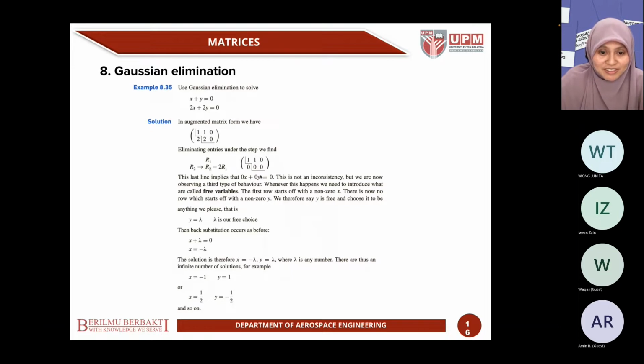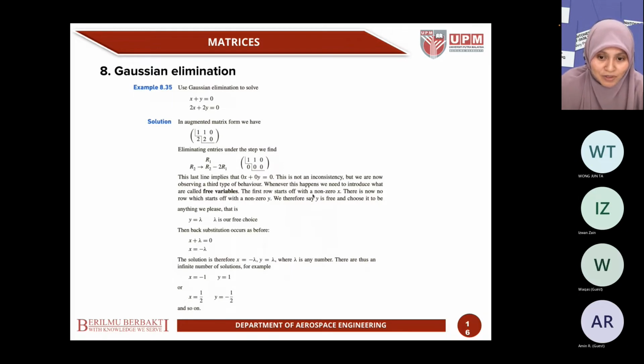Okay, so this can be correct, 0 equals 0, correct, but it doesn't help us to get the value of x and y. But you are now observing a third type of behavior. Whenever this happens, we need to introduce what we call free variables. If we get this type of equation, it is correct, 0 equals 0, but we have to introduce these free variables.